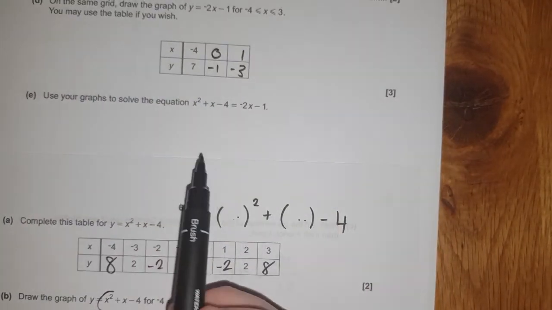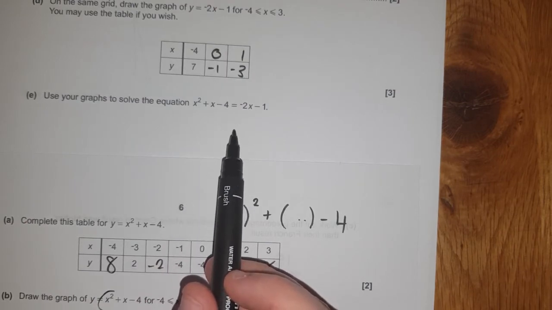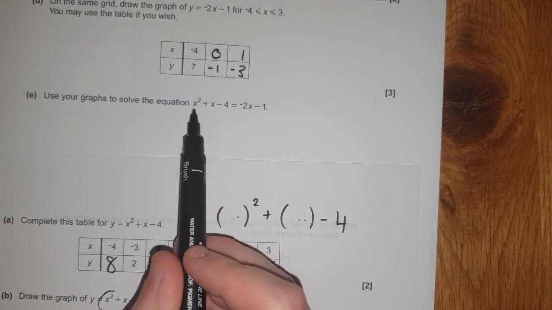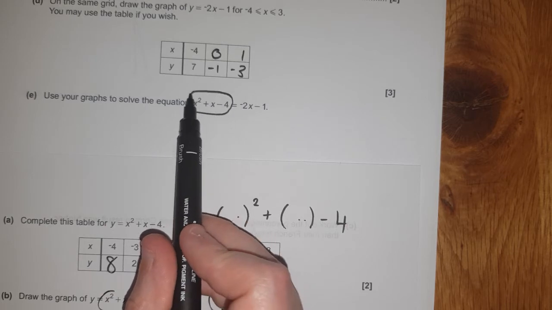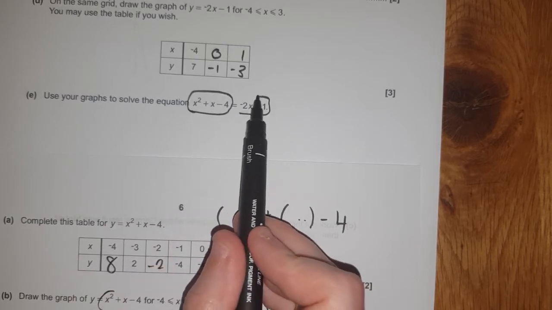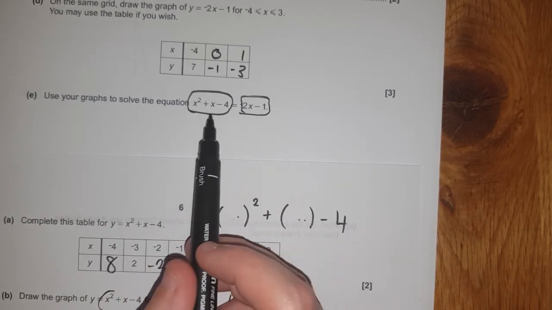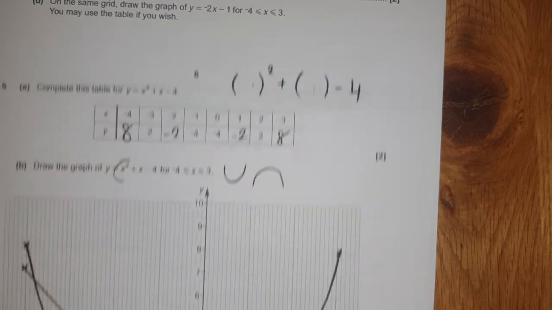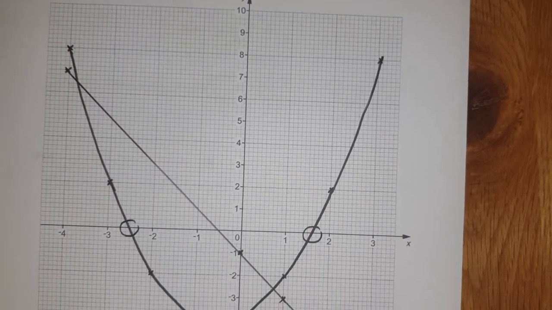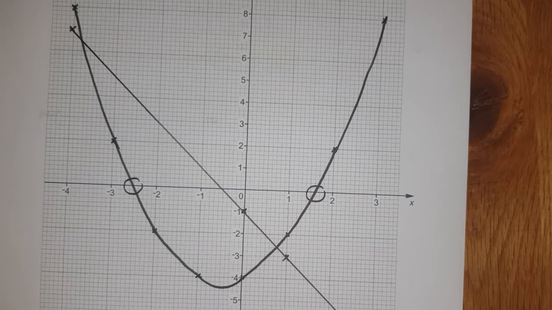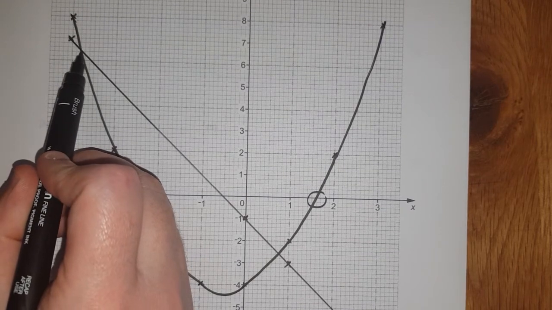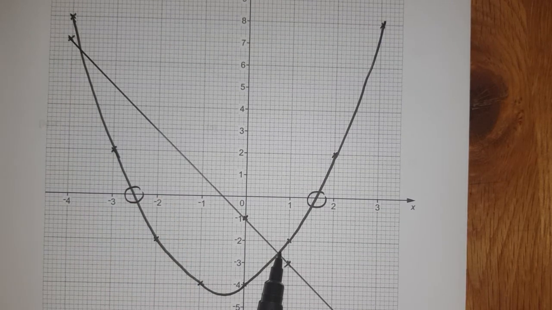x squared plus x minus 4 is equal to minus 2x minus 1. Now, you've got that line plotted already, that's your curve. You've now got that line plotted, that's your straight line that we've just done. We want to know when they're equal to each other. Now, that is just the 2 points where your curve and your line cross over. So we want that value there, and we want that value there.